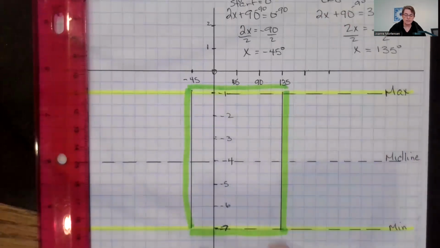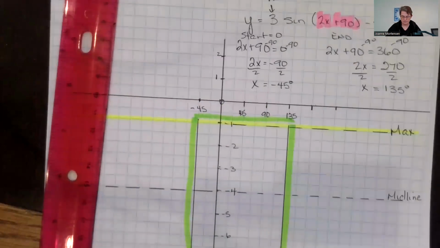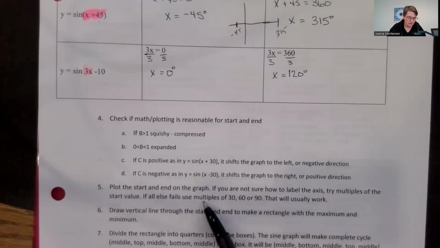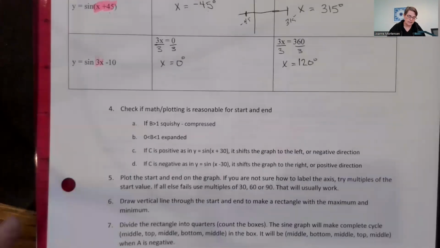Okay, so now I want to divide this. Oh, I should see where my instructions are. That's not it. Hold on. Okay. Plot the start and end, check. Draw a vertical line to the start and end, check. Now we're going to divide the rectangle that we just colored into quarters.